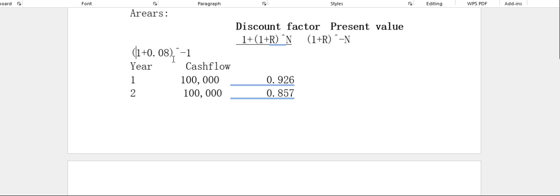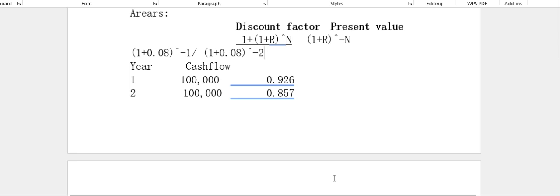So now, year 1 is 1 plus 0.08 raised to power minus 1. It will give you this discount factor of 0.926. For year 2, it will be 1 plus 0.08 raised to power minus 2.